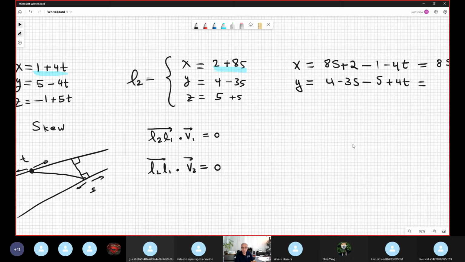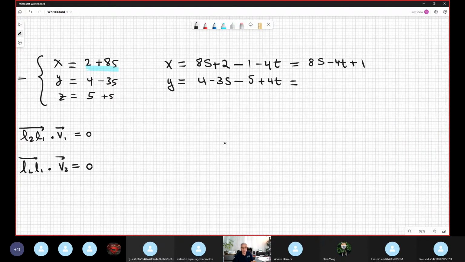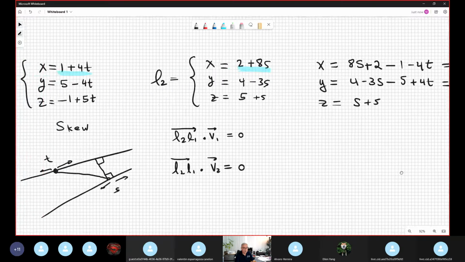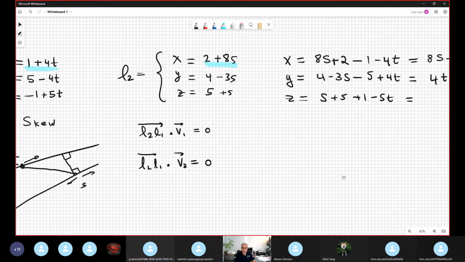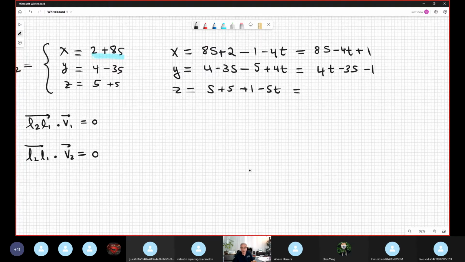We have 4t minus 3s minus 1, because 4 minus 5 is -1. And z, similar, is s plus 5 or 5 plus s, it doesn't matter, minus, which actually is plus 1 minus 5t. So basically it is s minus 5t plus 6. Okay, and this is my famous vector.